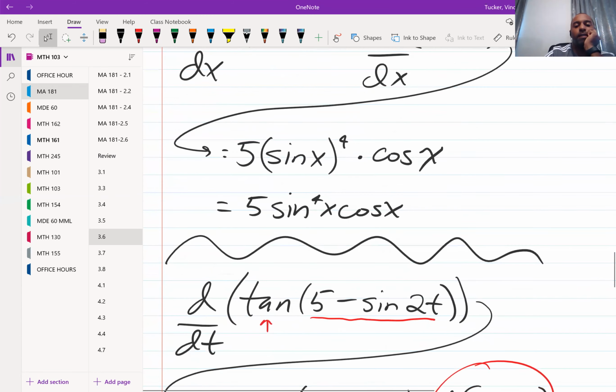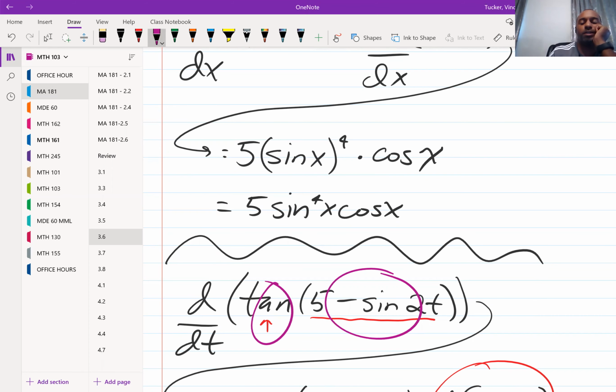Tan of 5 minus sine 2t. I said 2x, I mean 2t. All right. So once again, we have an outside function and an inside function. But when you look at sine of 2t, you have sine, and then inside of sine you have 2t. So we're going to have to apply the chain rule at least twice.